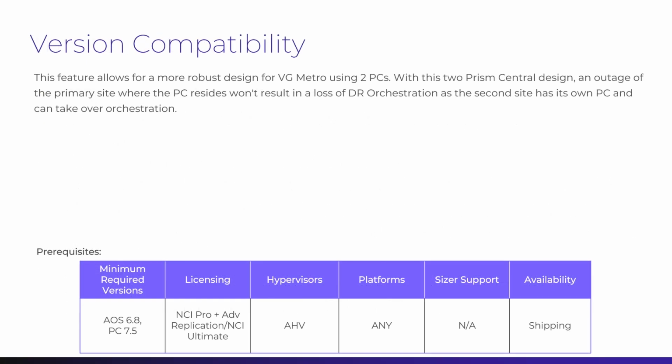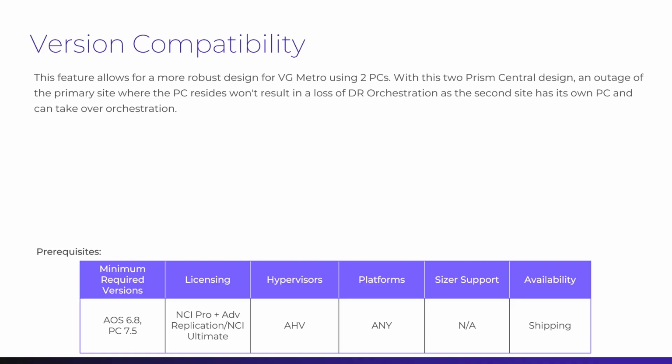This feature allows for a more robust design for VG Metro using two PCs. With this two-PC design, an outage of the primary site where PC resides won't result in a loss of orchestration at the second site, as it has its own PC that can take over orchestration.